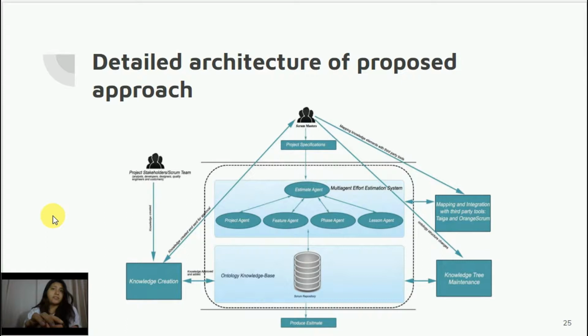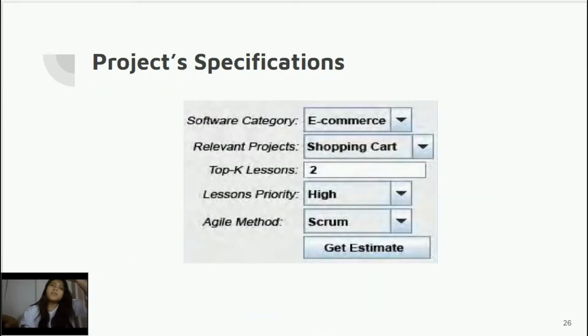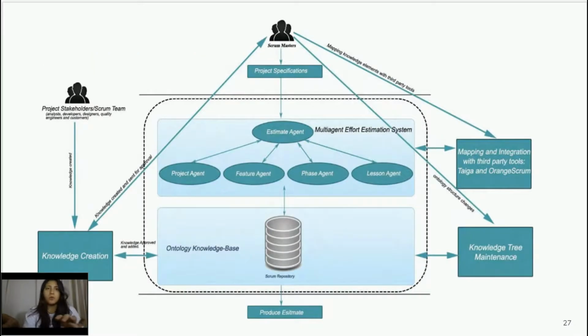And what are these specifications? This. So we have the software category. In this example is commerce. Then we have relevant projects, top K lessons, lessons priority, and the method we're using. So once we have these specifications, the system can start.